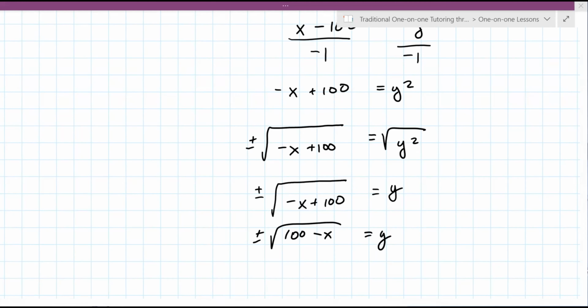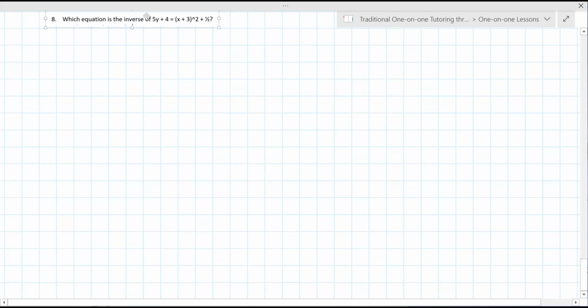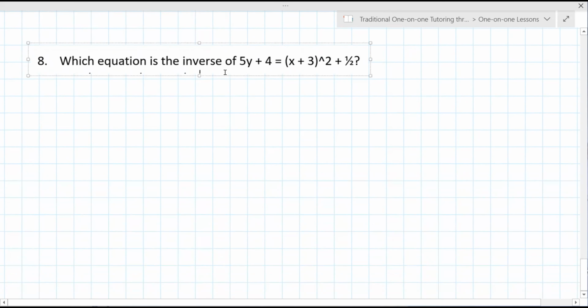All right, so let me grab question 8. All right, what is the first step here? What do we always do first in the inverse? Switch the y and the x.